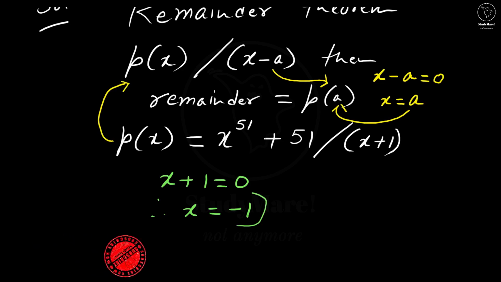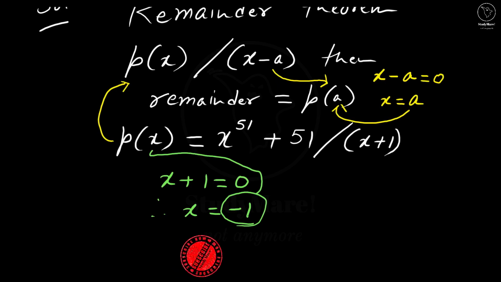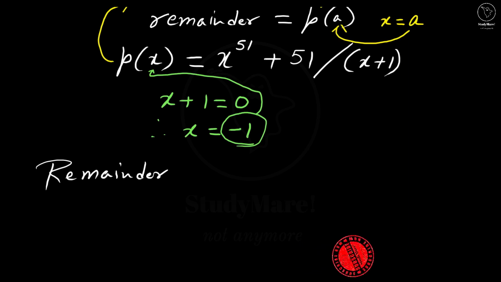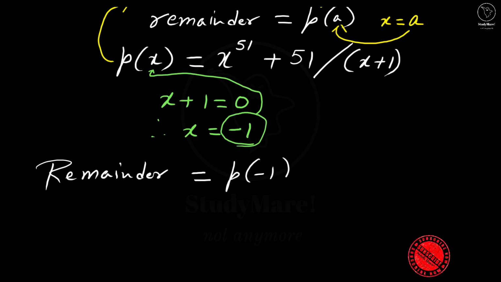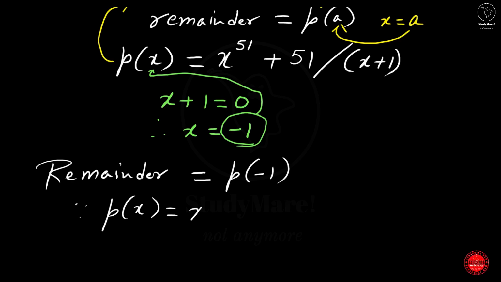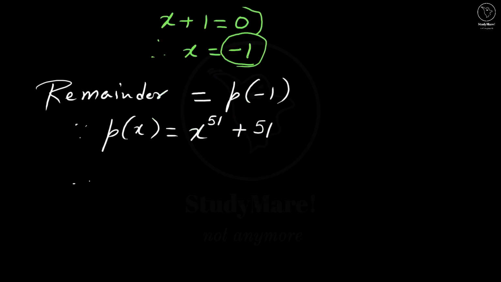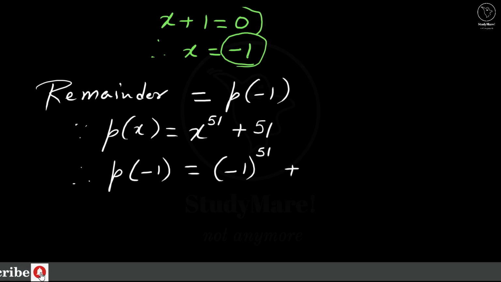Now we can put this minus 1 over here as per the definition of the remainder theorem. So the remainder is equal to p(minus 1). Since p(x) is equal to x to the power 51 plus 51, therefore p(minus 1) will be equal to (minus 1) to the power 51 plus 51, which is equal to minus 1 raised to the power 51 plus 51.